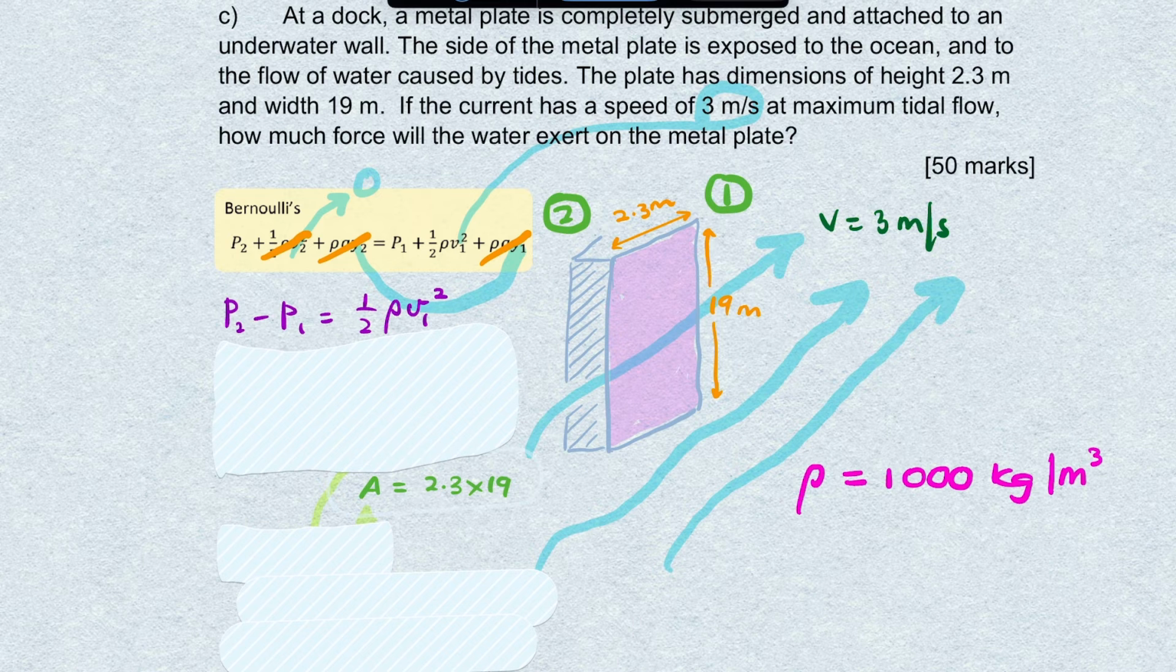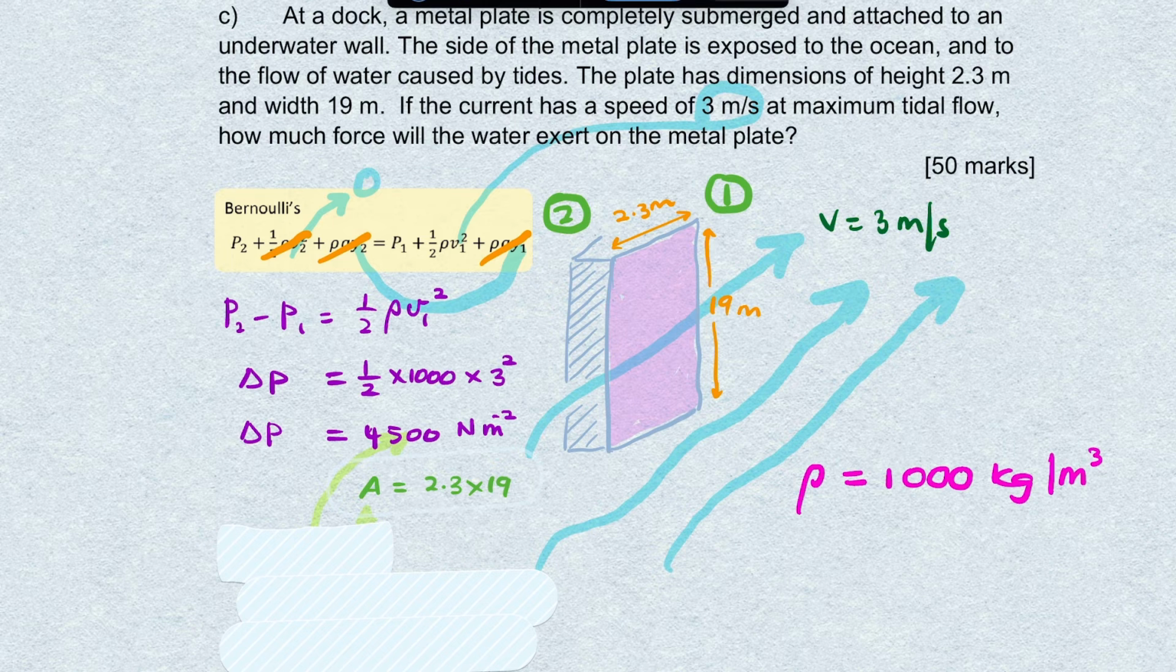So we can rearrange that by bringing P1 to the left, which means subtracting P1 from both sides. And then just substituting 1,000 for the density and 3 for the velocity, that gives you 4,500. And that's the change in pressure, or the difference in pressure between side 2 and side 1. So let's call that delta P, or P2 minus P1.